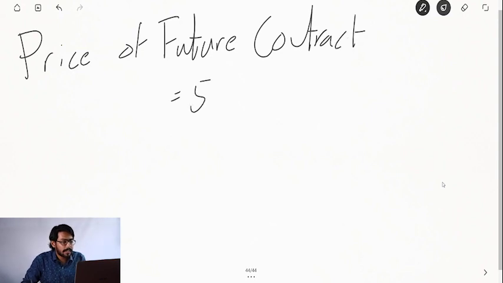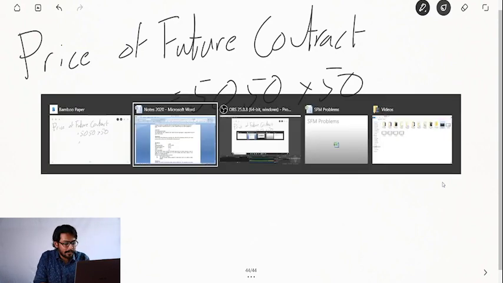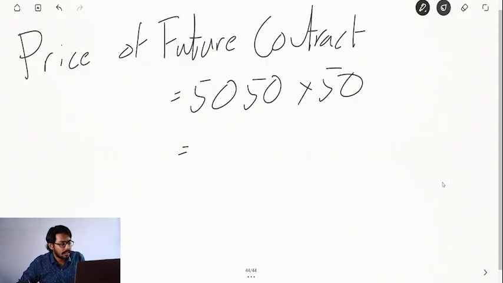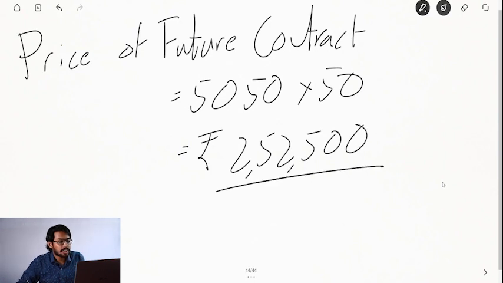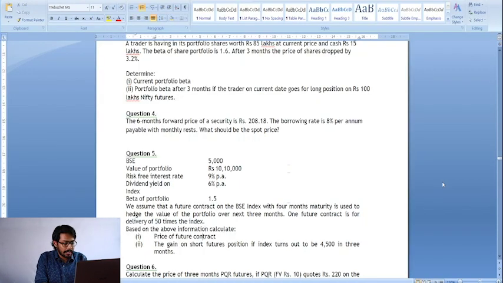is equal to 5050 into 50 units. What is 5050 into 50? 2,52,500. Let's check it out. 2,52,500 rupees. 2,52,500 is the price of one contract that consists of 50 units. Okay, that is it with part one, price of future contract.